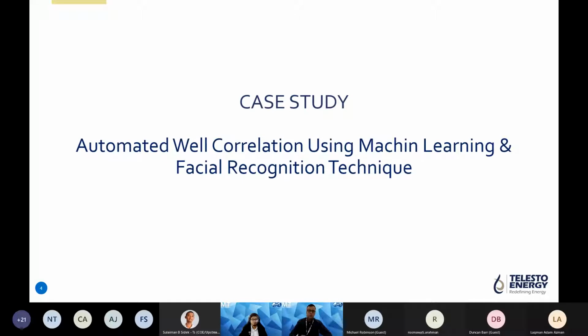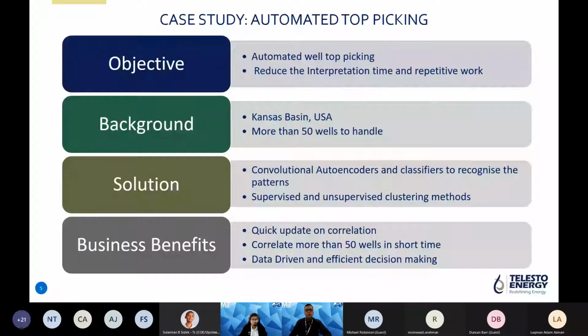The first case study I'm going to talk about is automated well correlation using machine learning and facial recognition techniques. These are techniques that are used widely. In this case, we have used CNN, an image pattern recognition approach. This case study is what we call automated top picking.